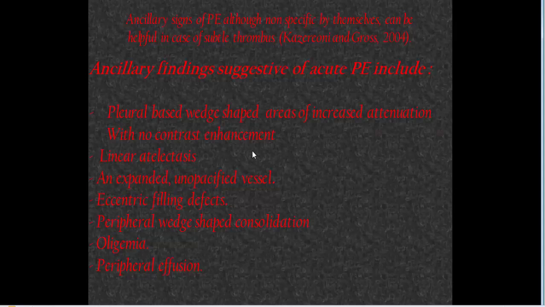What are the ancillary findings of pulmonary embolism? Ancillary signs are non-specific by themselves but can be helpful in case of subtle thrombus. Ancillary findings suggesting acute pulmonary embolism: pleural based wedge-shaped areas of increased attenuation with no contrast enhancement, linear atelectasis, expanded and opacified vessel, eccentric filling defects, peripheral wedge-shaped consolidation, oligemia, and pleural effusion. These are ancillary findings of acute pulmonary embolism.